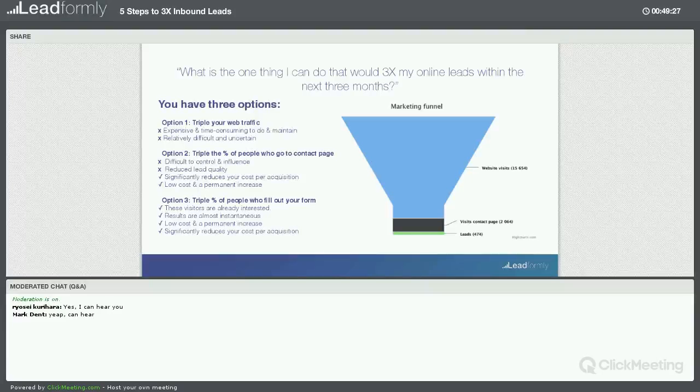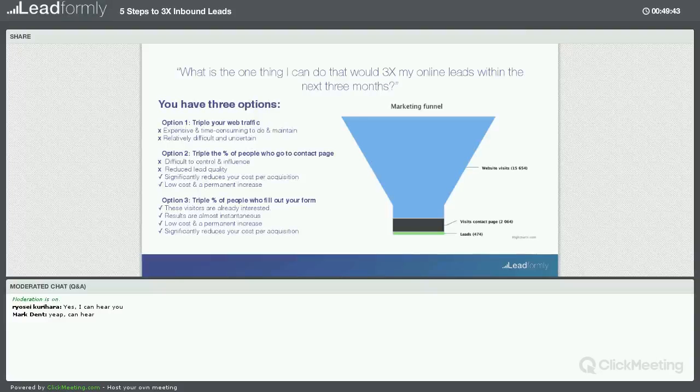It's also relatively difficult and uncertain. If someone came to me and said, Marcus, can you triple our leads within 3 months by increasing our web traffic? It's very uncertain, and there are a lot of things that are outside of your control. So tripling the top of the funnel is quite difficult.